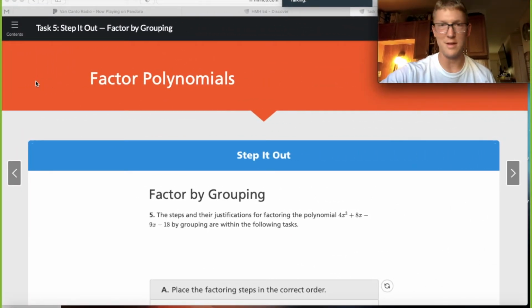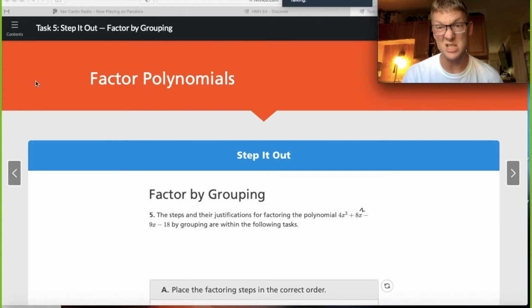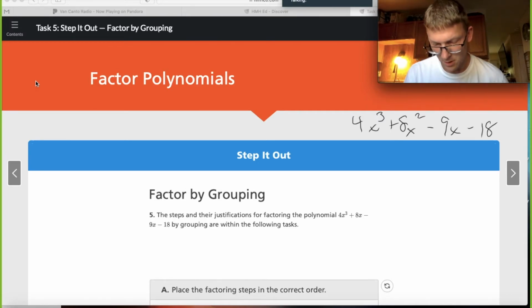All right, we're going to do another example. It says factor by grouping, and it gives us the polynomial. And I'm going to tell you that there is a typo here. That 8x should actually be squared. I figured that out the hard way, but you don't have to. So what we've got here is 4x cubed plus 8x squared minus 9x minus 18. They kind of have the habit of putting things together for us. It makes it a little bit easier, but don't rely on that.